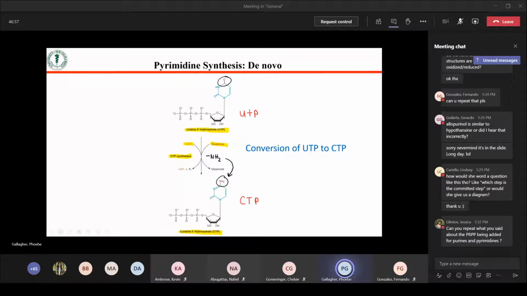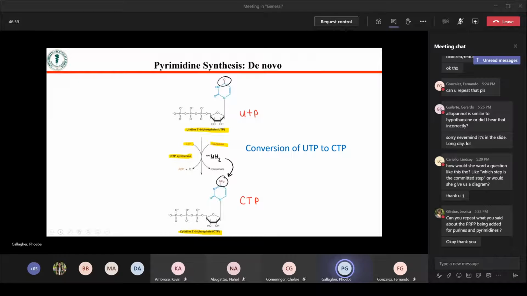Okay, so this is just showing you that you can convert UTP into CTP. I honestly wouldn't remember this enzyme because it's pretty obvious, and she's not going to ask you what CTP synthetase does because it's literally in the name. But I would understand that UTP can be converted into CTP.